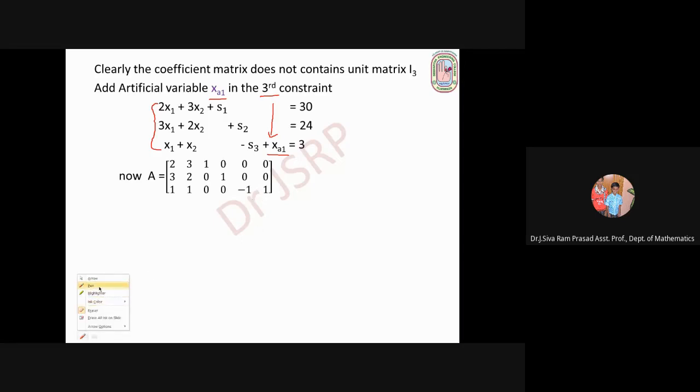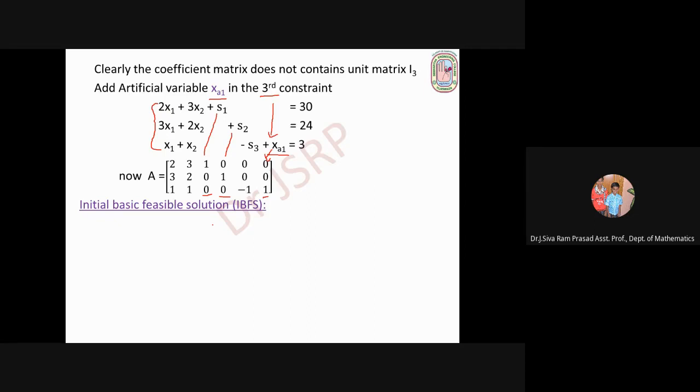Now verify the unit matrix. Clearly A contains a unit matrix. This is 1, 0, 0, 0, 1, 0, corresponding to S1, S2, and 0, 0, 1, corresponding to XA1. So we have to choose the variables corresponding to the unit matrix as basic variables. So, the initial basic feasible solution, IBFS.